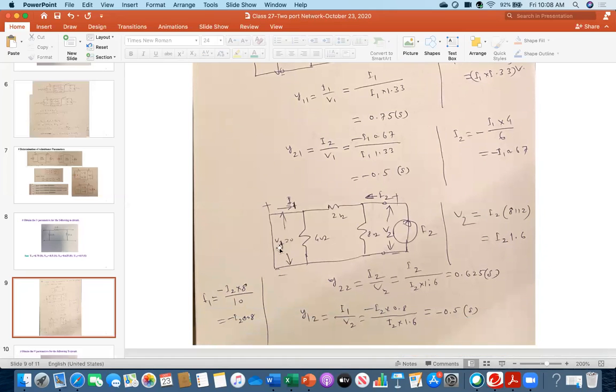And then apply the current divider rule for Ix here. How much is Ix? This is shorted, so how much is going through the 2 ohm? So this means I2 total current multiplied by 8, divided by 8 plus 2, 10. And then because I am calculating Ix, I put a minus sign. So minus 0.8 I2. You plug in those numbers, then you are getting Y22 and Y12. That's all.